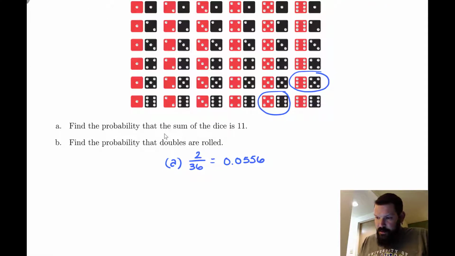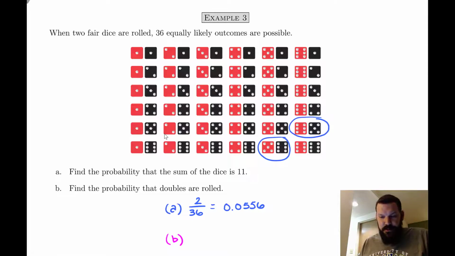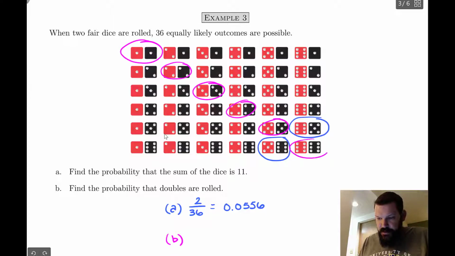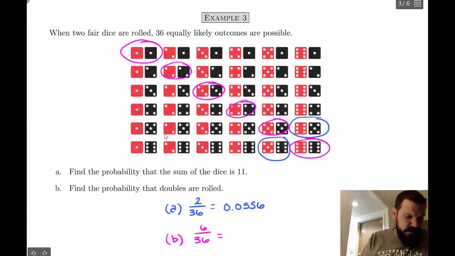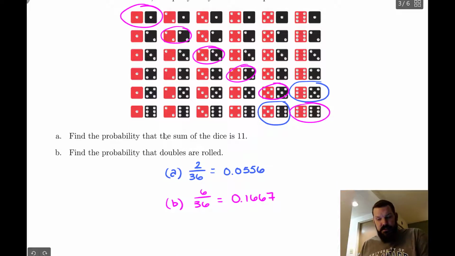Part B, find the probability that doubles are rolled. There's only 6 possibilities for doubles. We have 1, 1, 2, 2, 3, 3, 4, 4, 5, 5, and 6, 6. There's no other doubles. So that's a 6 in 36 chance, or 1/6. When we convert that to a decimal, we get 0.1667. So about a 17% chance that we will roll doubles when we roll two dice.